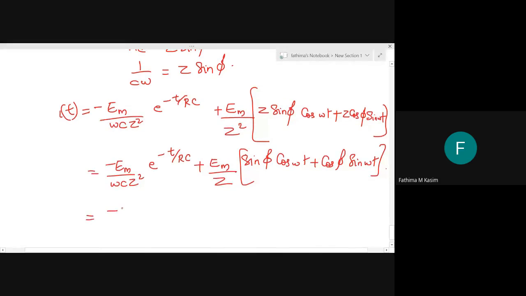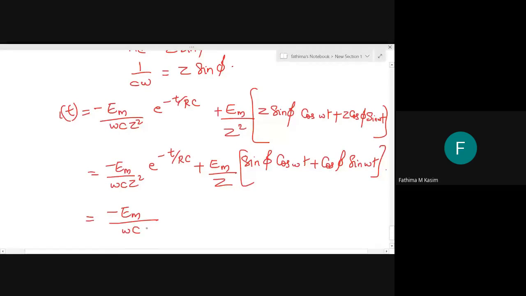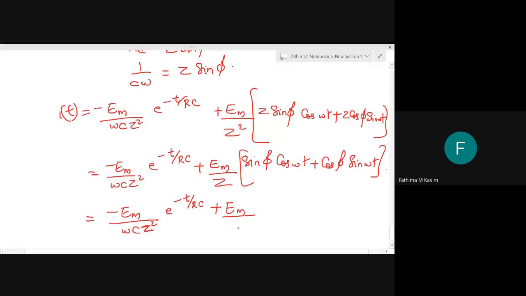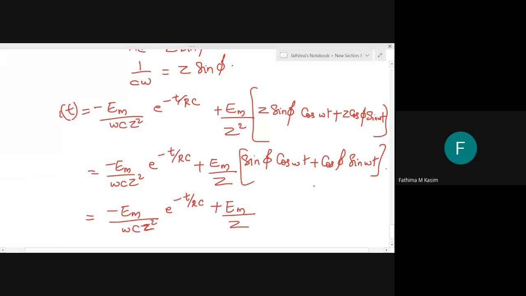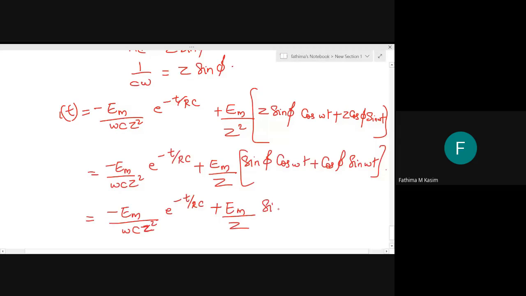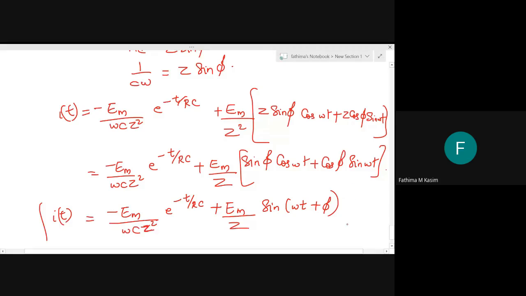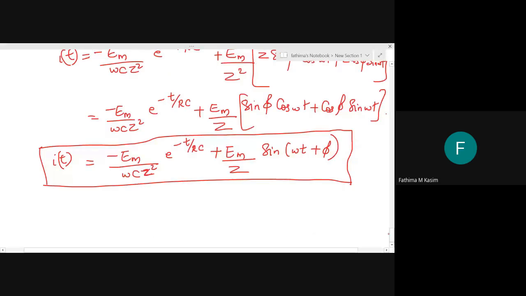So sin A cos B plus cos A sin B is nothing but sin of A plus B. So this can be written as minus Em by omega c Z square into e raised to minus t by rc plus Em by Z into sin of A plus B. I am taking A as omega t. So this can be written as sin of omega t plus phi. So this is I of t. So this is our final expression. I of t is equal to minus Em by omega c Z square e raised to minus t by rc plus Em by Z sin omega t plus phi.